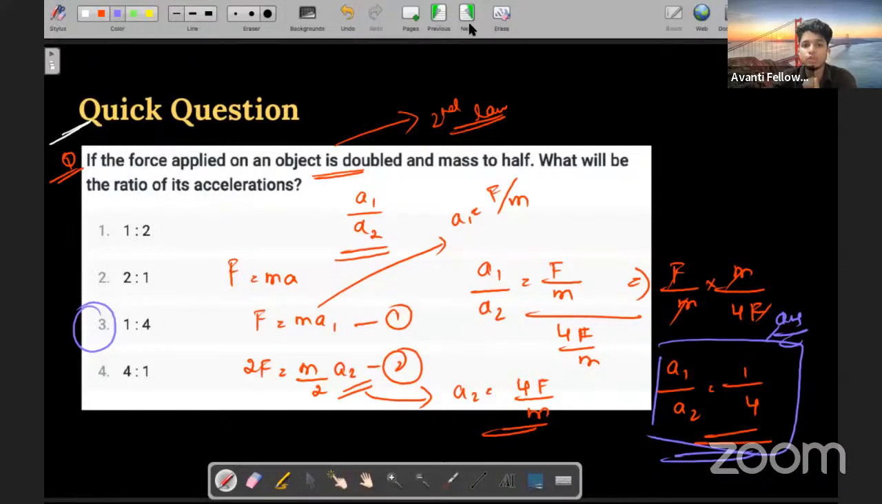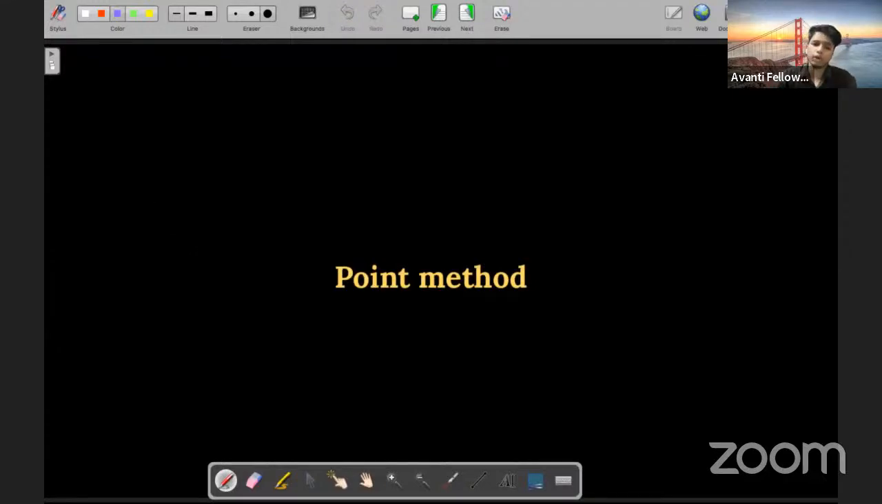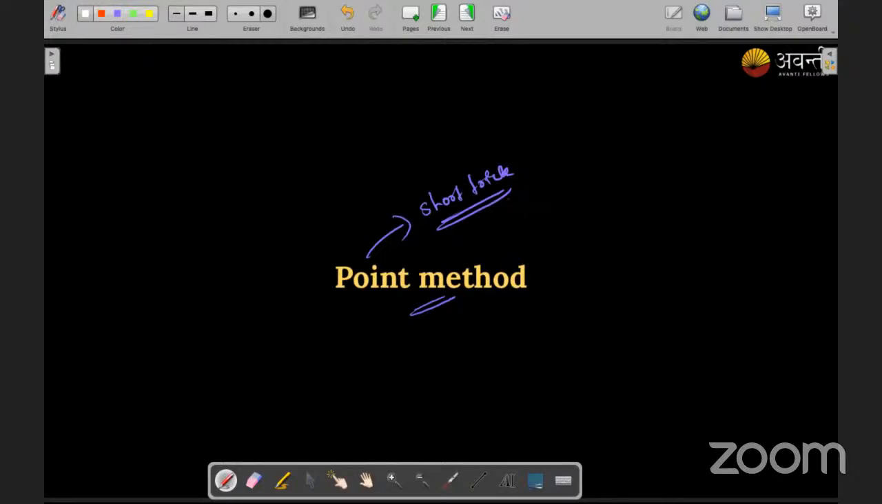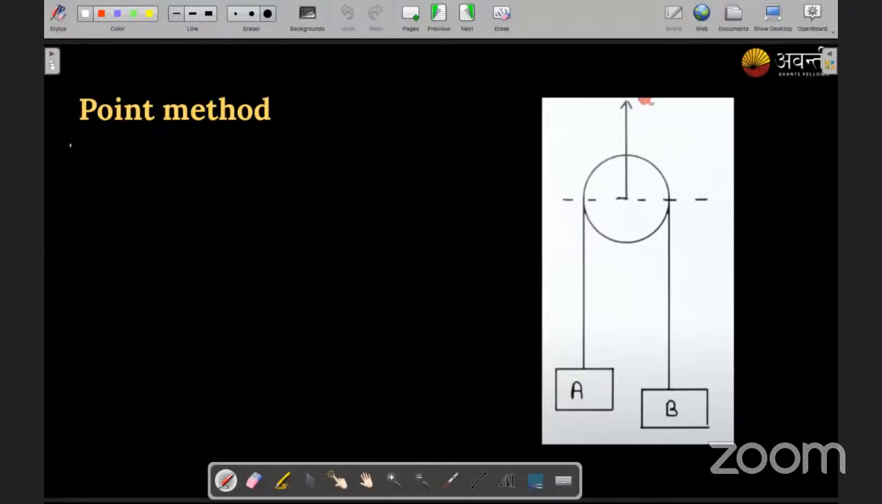Okay, good. Now, proceeding ahead. Today we'll be talking about the point method. What is this point method? Basically, this is a short trick. These things are tricks, students, not a concept. These are tricks to find velocities. How will this help you? There will be certain problems based on this concept. Let's say there is a pulley and there are two masses that are hanging.